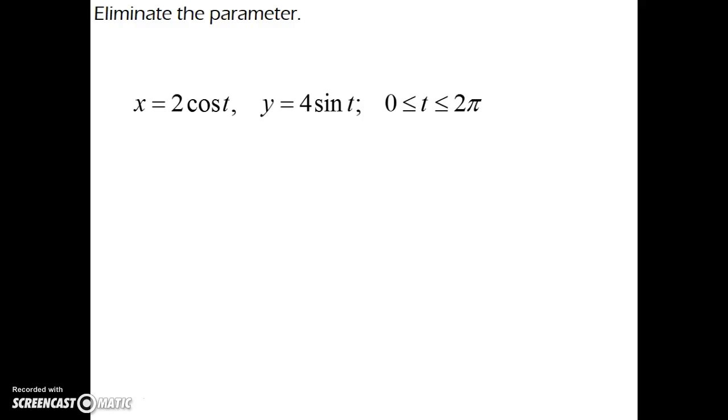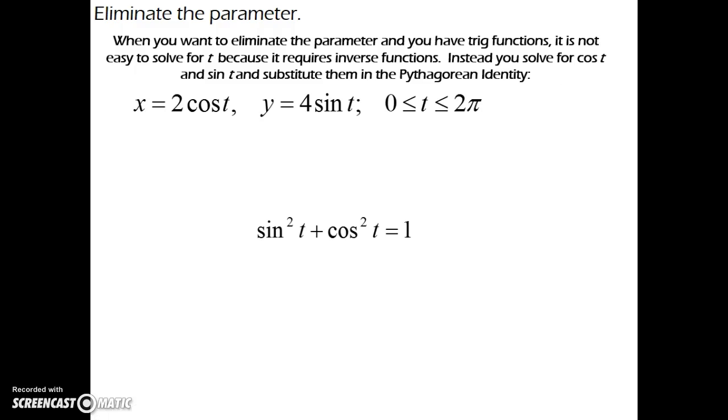Here we have x equals 2 cosine of t and y equals 4 sine of t. Again, we're within one revolution around the point of origin, and we're going to go back to our Pythagorean identity work. We're going to go right back to sine squared plus cosine squared equals 1. So when we want to eliminate the parameter on trig functions, then it doesn't help us to solve one for t and use the inverse functions. We go straight to the Pythagorean identity. And if y equals 4 times the sine of t, then in order to be able to plug that in here, I have to solve this for the sine of t.